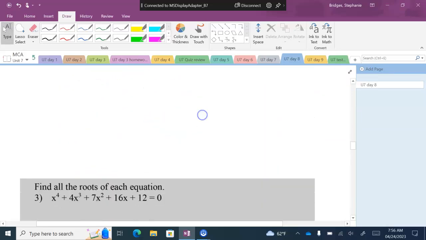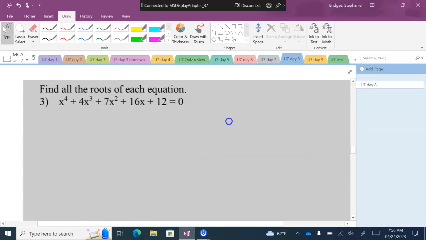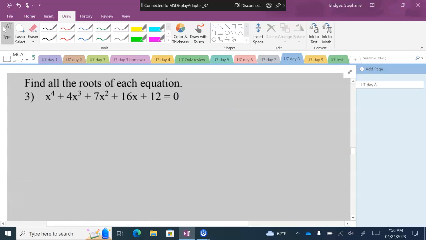All right, let's take a look at 3. It's a little bit different. But what I want you to do first is go ahead and list all of your possible rational solutions, and I'll talk to you about why it's different in just a second. Okay, take a minute, go ahead and list.